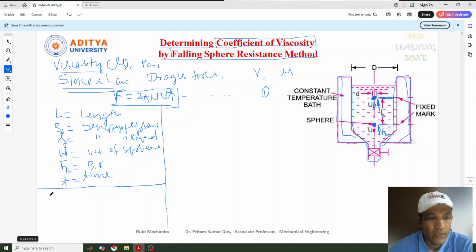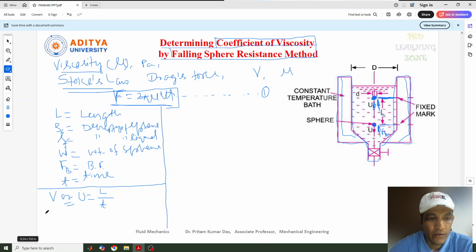Next, we need to find the velocity. The velocity of the sphere we can write as V or U. Velocity equals the distance or length traveled with respect to time, so that is L by T. This is equation 1. Now next, W, in the sense of weight.